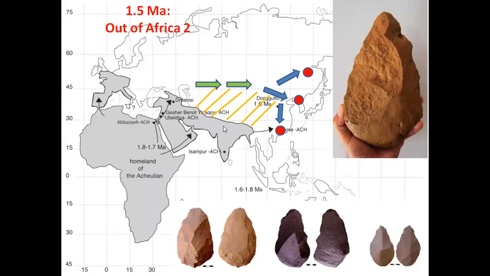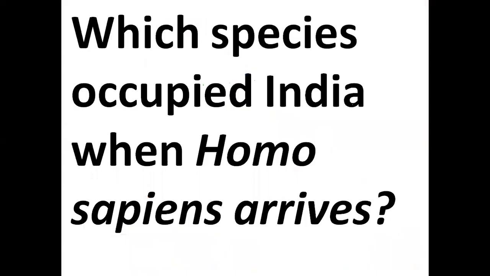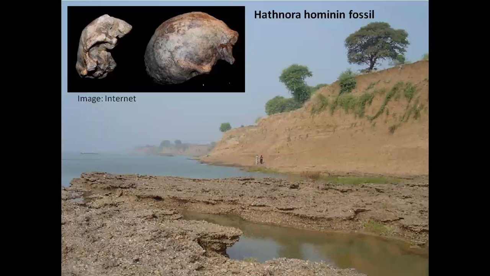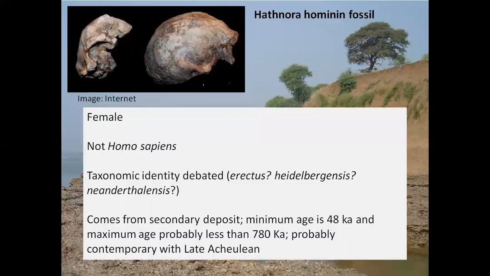And then what species occupied India when Homo sapiens arrived? We only have very limited fossil evidence coming from Hathnora in Madhya Pradesh. This skull was found in the 1980s. Again, we don't know what species it is. It's incomplete, only one part of the skull is found. But we know that it's not Homo sapiens, is possibly a female, and it's coming from a secondary deposit, so the age is unclear. So we cannot know the relationship with Homo sapiens. It could have been contemporary with Homo sapiens, or it could have been much, much older.